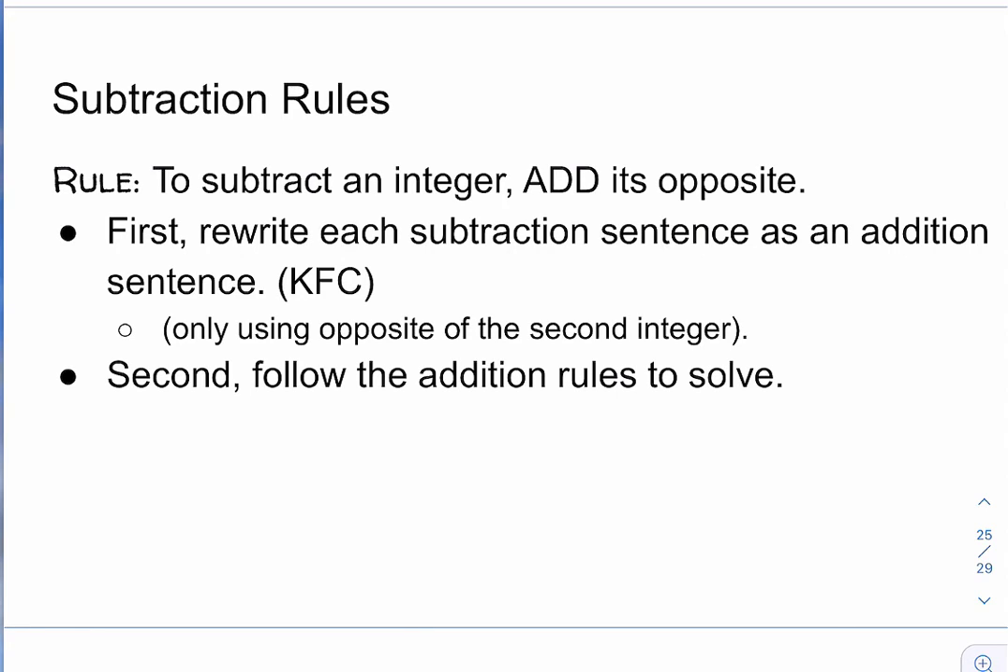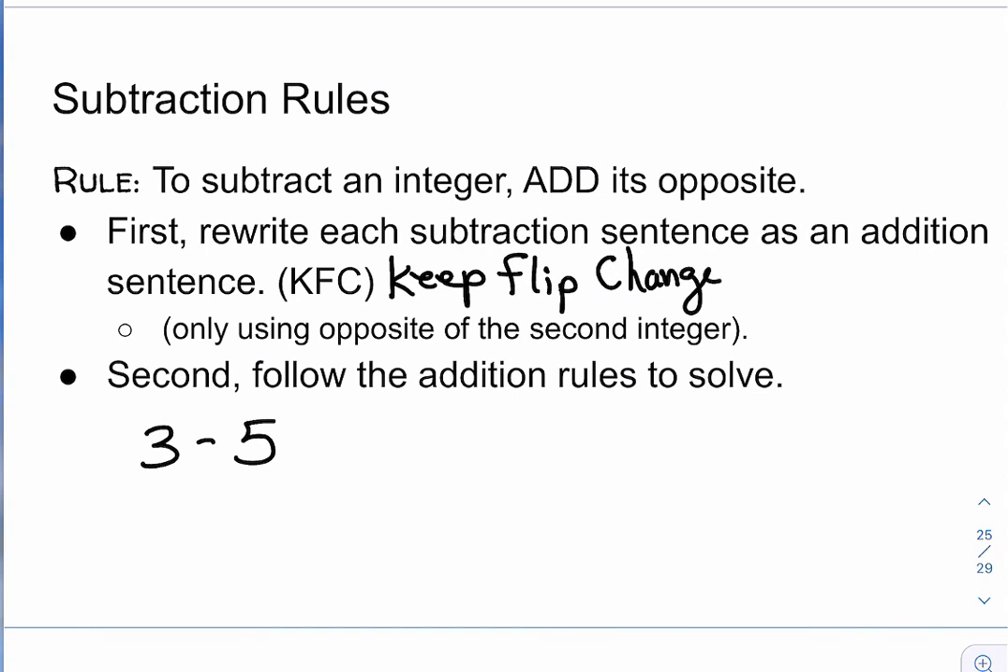I'm going to use an example here, and we're going to write this one down. So it's 3 subtract 5. We're going to add its opposite. You see in brackets here, it says KFC. Some like to remember this KFC acronym to remember what to do. What that stands for is keep, flip, and change. That's referring to each part of the subtraction statement. First part we're going to keep, middle part we're going to flip, last part we're going to change.